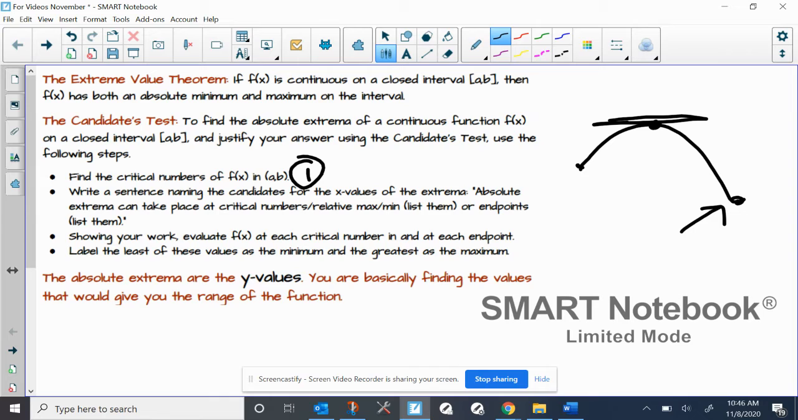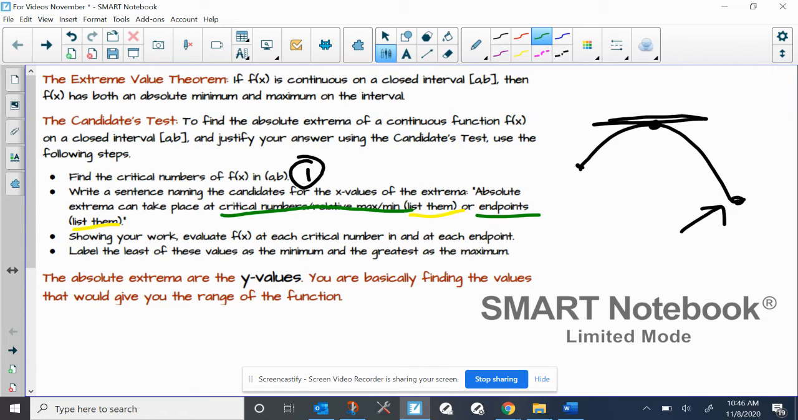And then the second step is you're actually going to start the justification right then. So it starts with the sentence: absolute extrema can take place at critical numbers, or you could say a relative max or min, depending on the question. And then you would list them. So you would say x equals this, this, this, or endpoints, and then list those. So you're naming the candidates, which are the x values. And you are saying why they are candidates, which is they're either critical numbers, locations for relative maxes and mins, or endpoints.